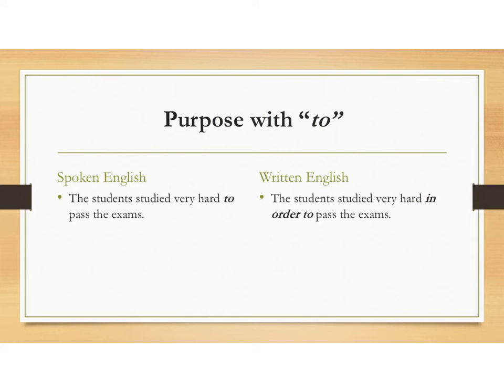The word to is to show the purpose of an action. It is used to explain why an action is done. To has the same meaning as in order to and so as to. We can omit in order when we are speaking. When we are speaking, we usually just say to. When we are writing English, we may use the connectives in order to.